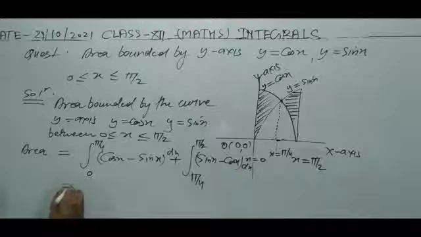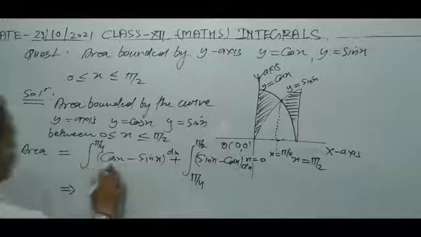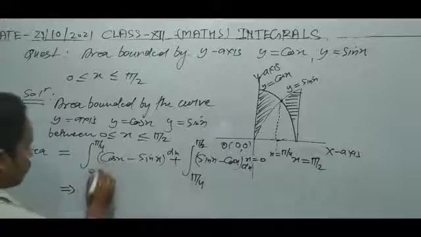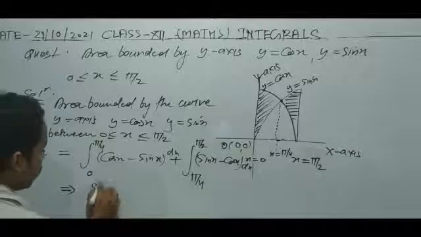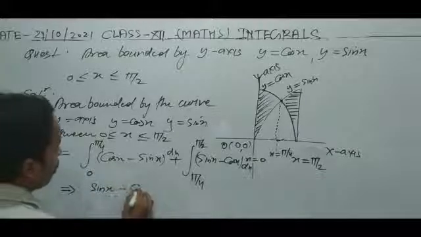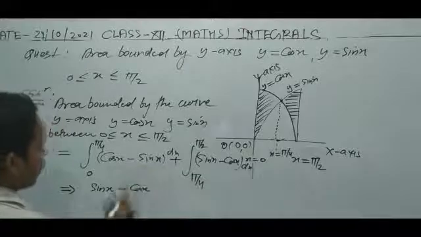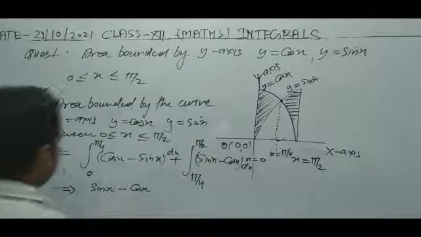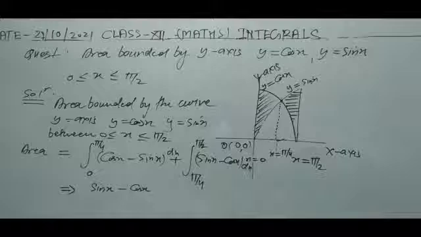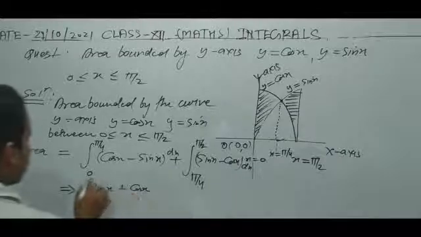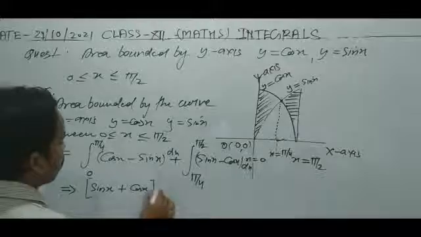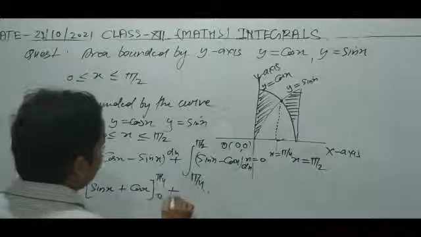Now its integration result will be: cos x integration result is sin x, you know. So sin x minus sin x integration is minus cos x. So result will be sin x plus cos x, sin x plus cos x from 0 to pi by 4.